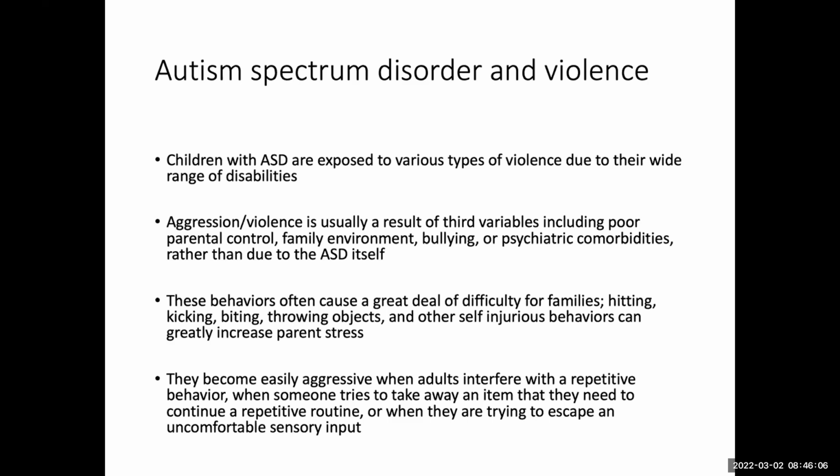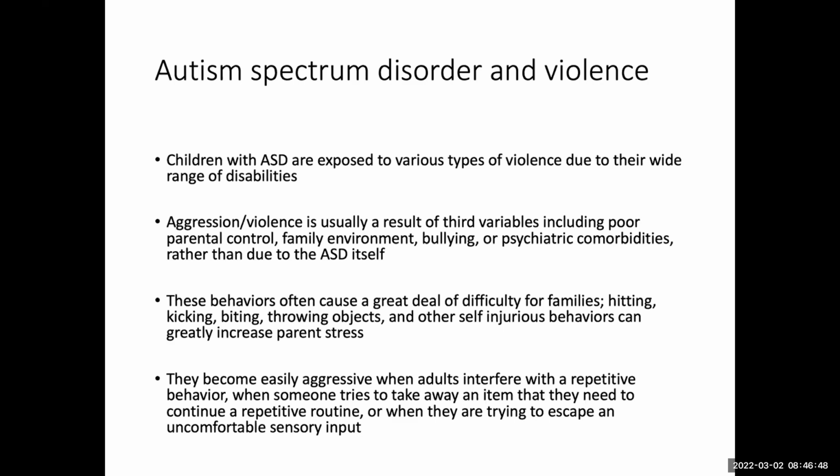Okay, so children with ASD are exposed to various types of violence due to the wide range of disabilities, especially the social communication difficulties. So aggression or violence is usually a result of third variables, rather than due to the ASD itself. So what are the third variables? Usually they include poor parental control, family environment, bullying, or psychiatric comorbidities. Okay, so these behaviors often cause a great deal of difficulty for the families. Usually they would hit, kick, bite, throw objects, and show other self-injurious behaviors like hitting themselves, hitting the head on the wall. So this can greatly increase parent stress.